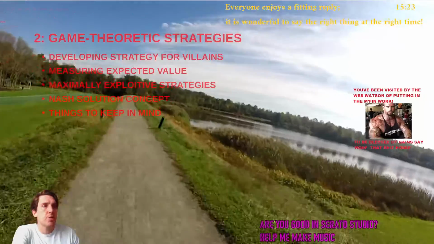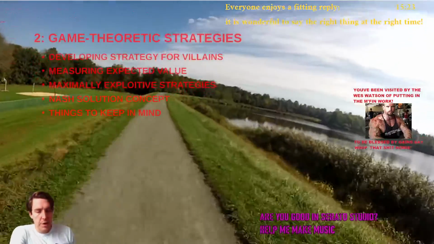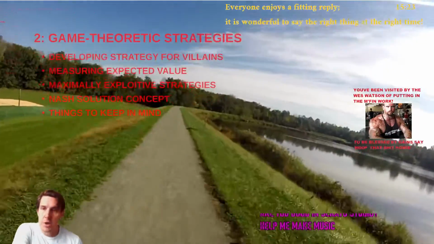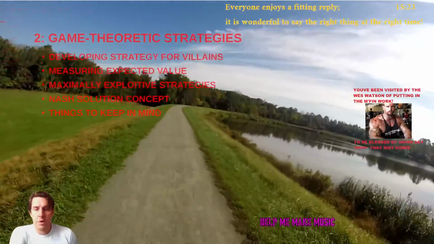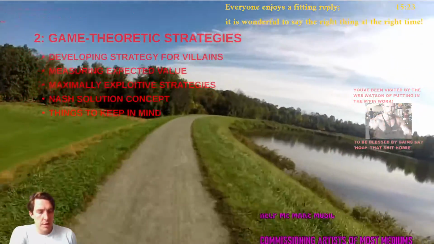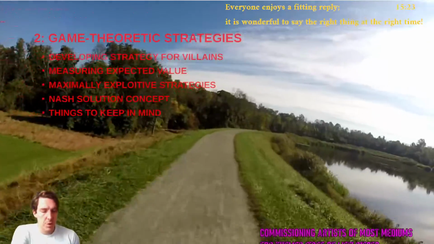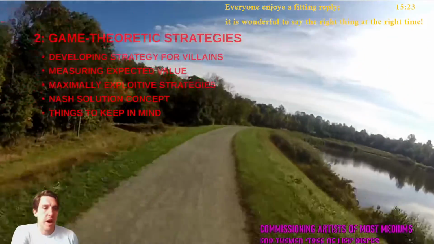Moving on, chapter 2 is game theoretic strategies. The idea here is we need to develop strategy against our opponents. And there's two main ways to do that. The first is identifying ranges for the different actions they may take. And the second is to compute the most profitable responses to their strategy.